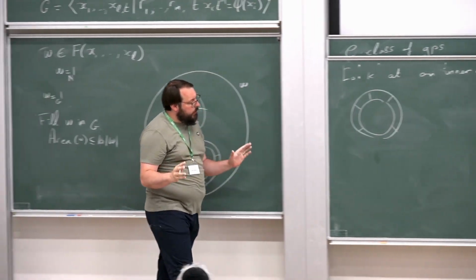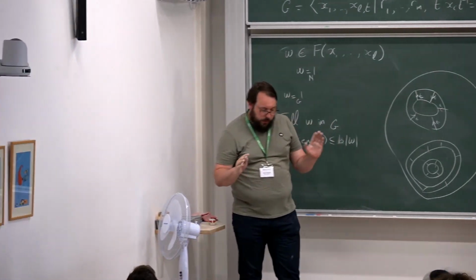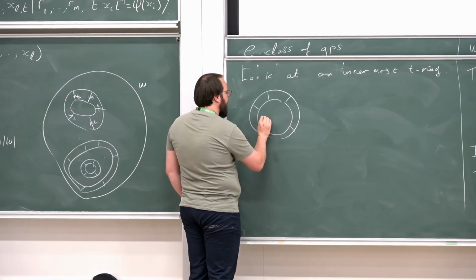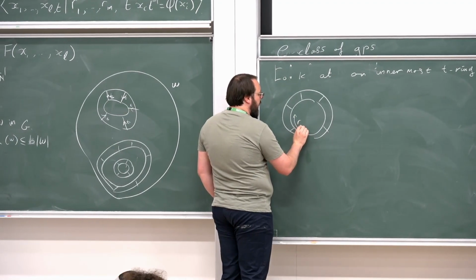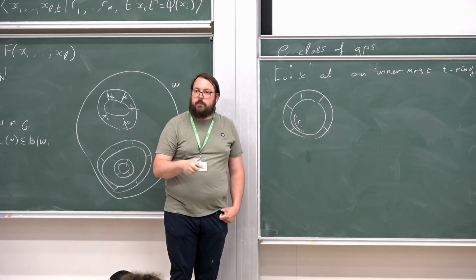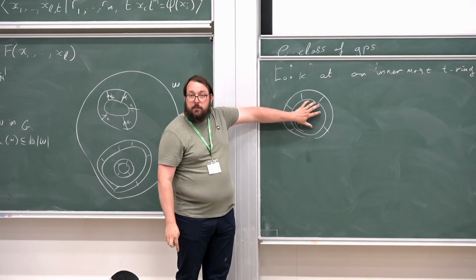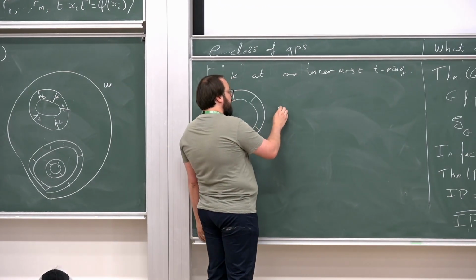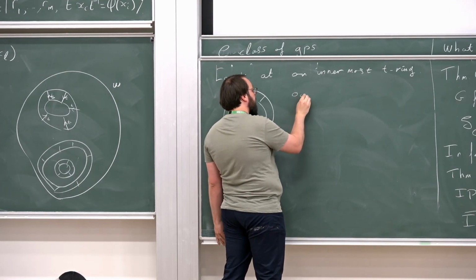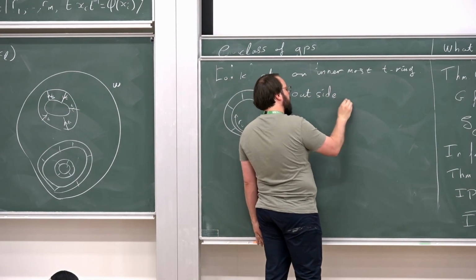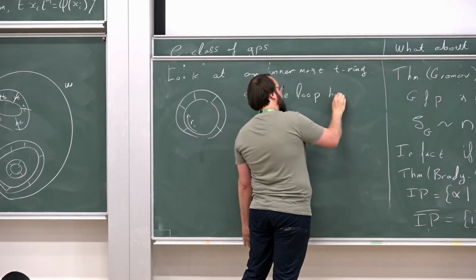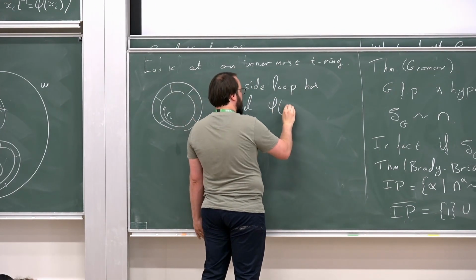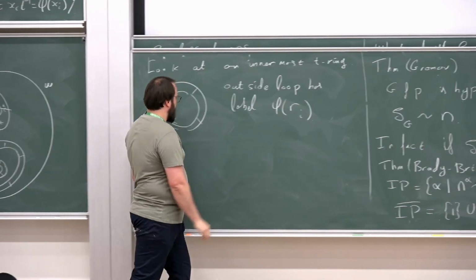And let's just suppose, for this moment of simplicity, that this inside diagram is really simple. I just read one of my relations around the boundary. So the inside loop is just labeled by a relation. And so the outside loop has label phi of Ri.